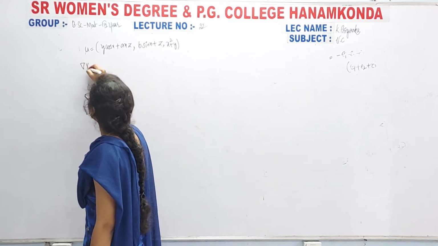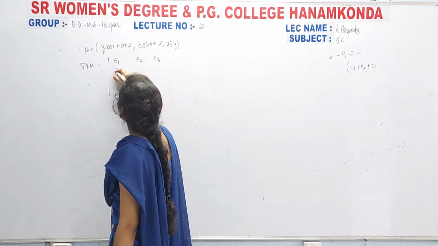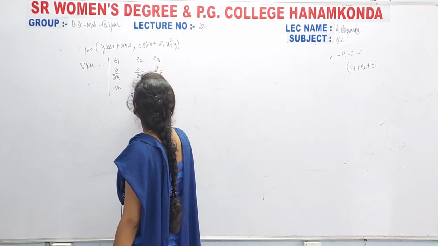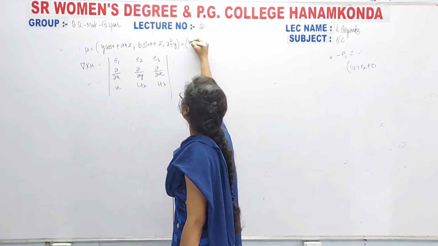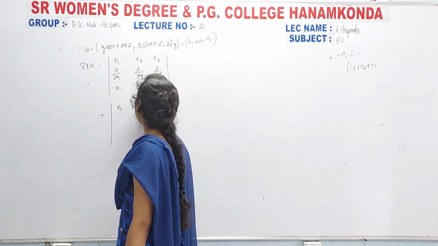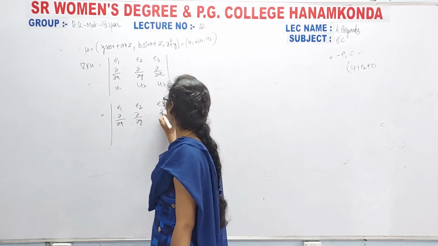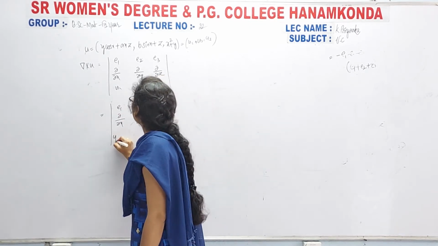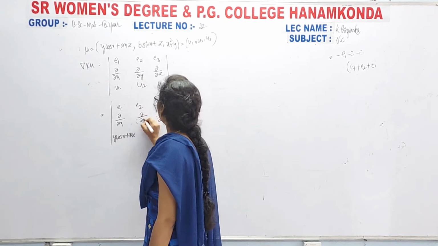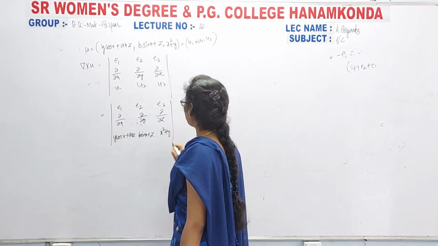So curl u means I am taking E1, E2, E3, dou by dou x, dou by dou y, dou by dou z, u1, u2, u3. Which is of the form u1 comma u2 comma u3. So now here E1, E2, E3, dou by dou x, dou by dou y, dou by dou z. And what is u1? y cos x plus ax z. Next b sin x plus z, x square plus y.